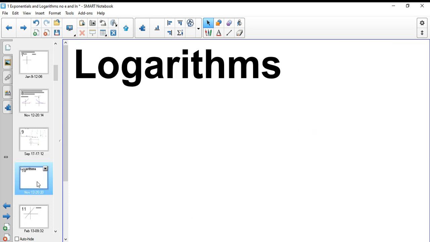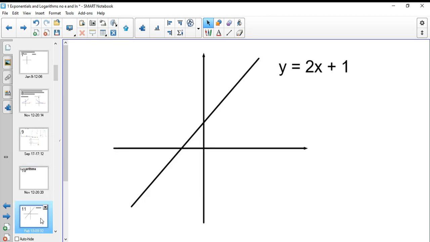Okay, so just to explain what a logarithm is, I'm just going to show you a linear graph. So here's a graph of y equals 2x plus 1. We know that's a straight line. We know what it looks like. It goes through the y-axis at 1. We know it's got a gradient of 2. We know lots of things about it. If we were given an x value, then we could substitute that x value in, and that would tell us the y value.